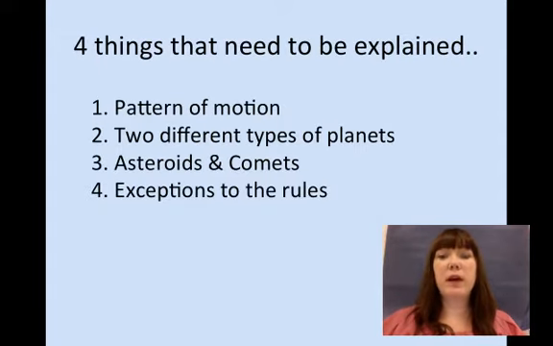So when we take a look at our solar system, there are four characteristics that we need to be able to explain with our theory of formation. One would be the pattern of motion that we see in the objects in our solar system. The two different types of planets that we see, we have kind of two different categories, and so we want to know why do we have those two different types and how did the formation produce that. The existence of asteroids and comets, and then also some of these little exceptions to the rule. So the things in our solar system that don't quite fit in with the other parts of our solar system.